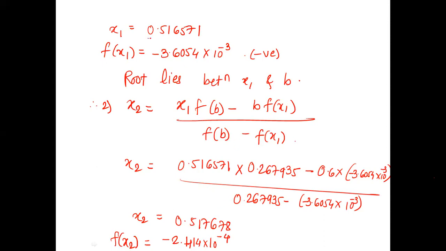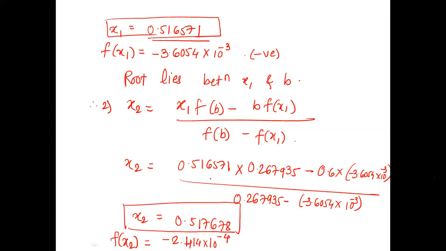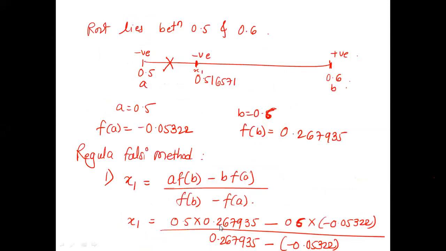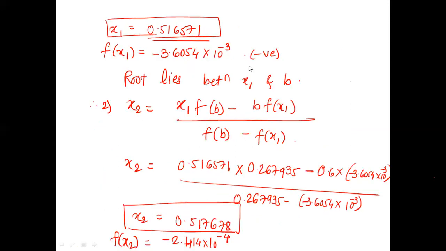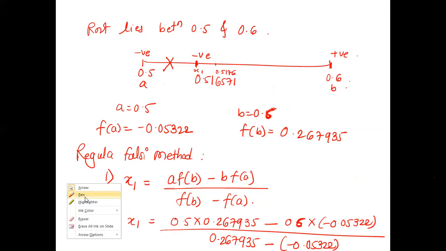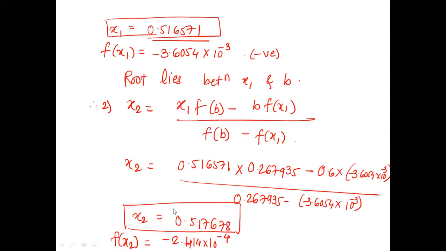Now, x1 was this. Up to 4 decimal is the question. X2 is this. Is it matched up to 4 decimal? Not matched. 0.516576 is not matched. Right, so the new x2 is 0.5176 something, 0.517678. So 76 is here. Okay, which is again negative. The value we got here, f of x2, is negative.